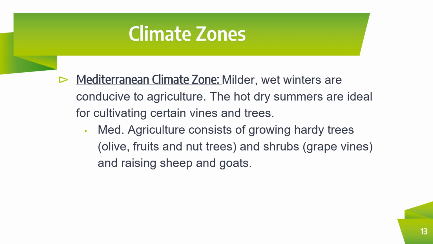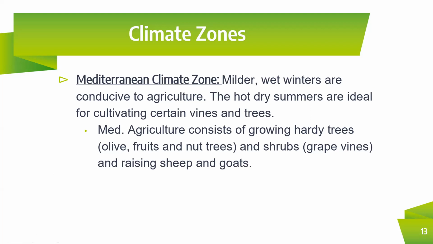Next, we've got the Mediterranean climate zone, a little bit more mild. The winters are conducive to agriculture here, and the hot, dry summers are ideal for cultivating certain vines and trees. Mediterranean agriculture will usually consist of growing hardy trees like olives, fruits, and nut trees, and shrubs like grapevines, and raising sheep and goats. Again, the Mediterranean climate is a hot, dry summer climate with mild winters and a defined rainy season, that produces fruits, vegetables, and grains.